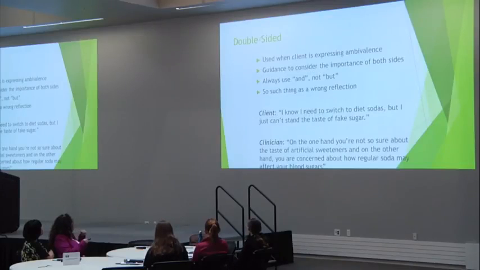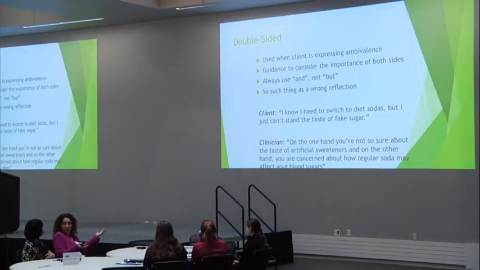Yeah. So the double-sided reflection, I think, is very helpful in developing discrepancy. What you're doing is pulling out both pieces of it. On the one hand, you identify the status quo talk that they're having, and you end on the change talk. So we can use this one here: "I know I need to switch to diet sodas, but I just can't stand the taste of fake sugar." Okay, so right, there's two things there.